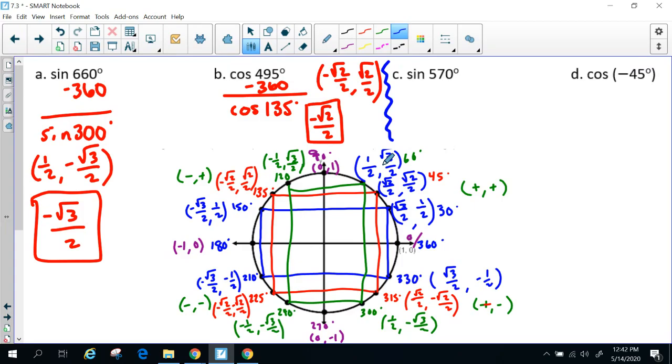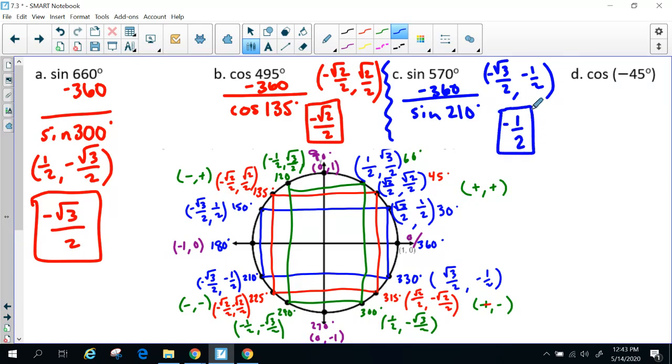Then we have the sine of 570. So subtracting 360, we end up with the sine of 210 degrees. Find a rotation of 210 down here in quadrant 3. We're using the ordered pair, negative root 3 over 2, and then negative 1/2. And sine is just the y value. So the sine of 570 is really negative 1/2.